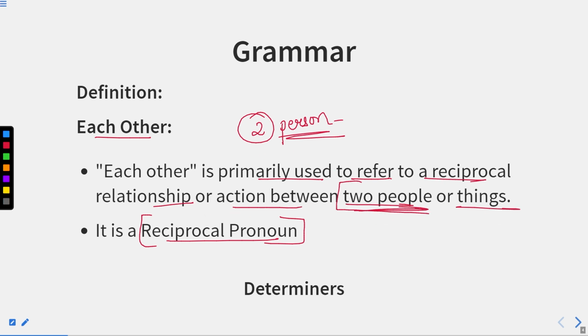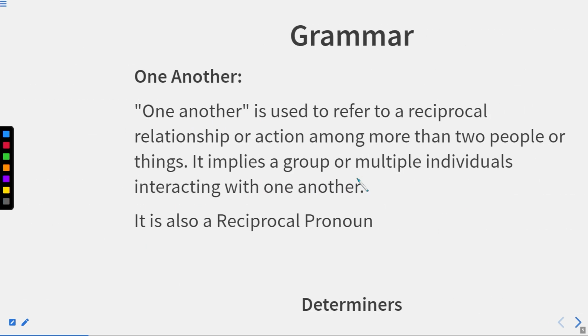Now here the key point, or the key word, is two people. So two people is a very important phrase over here. You should keep this in mind. If we talk about two people only, then only we can use the word each other. Now let us move to the next one.